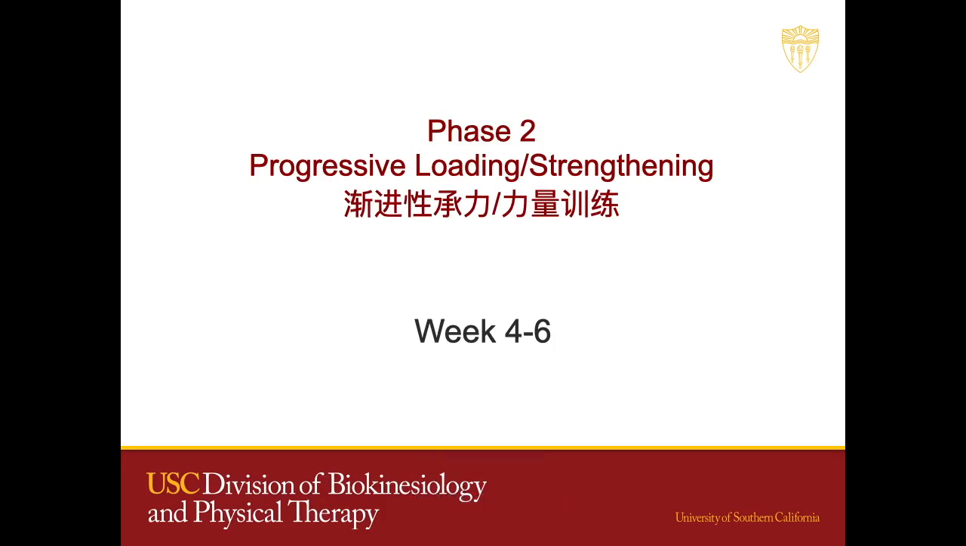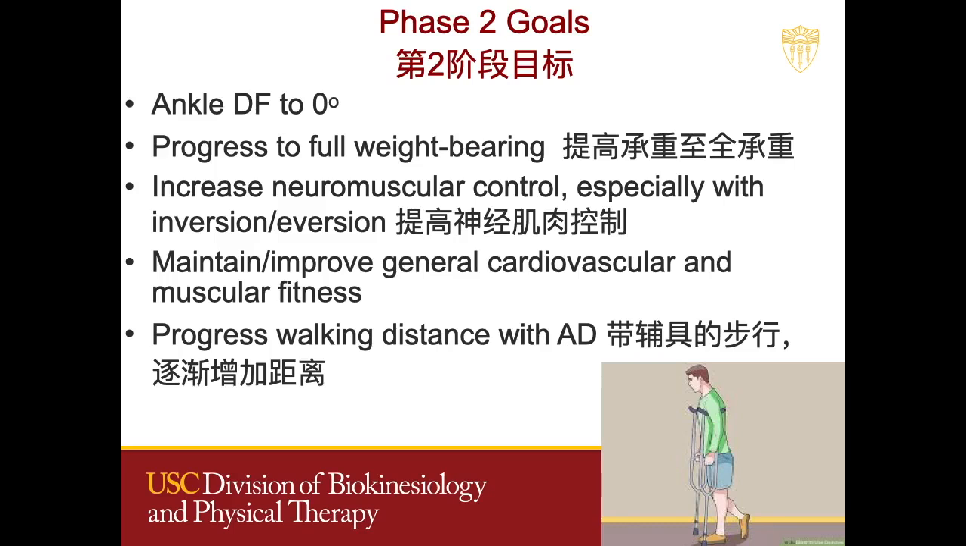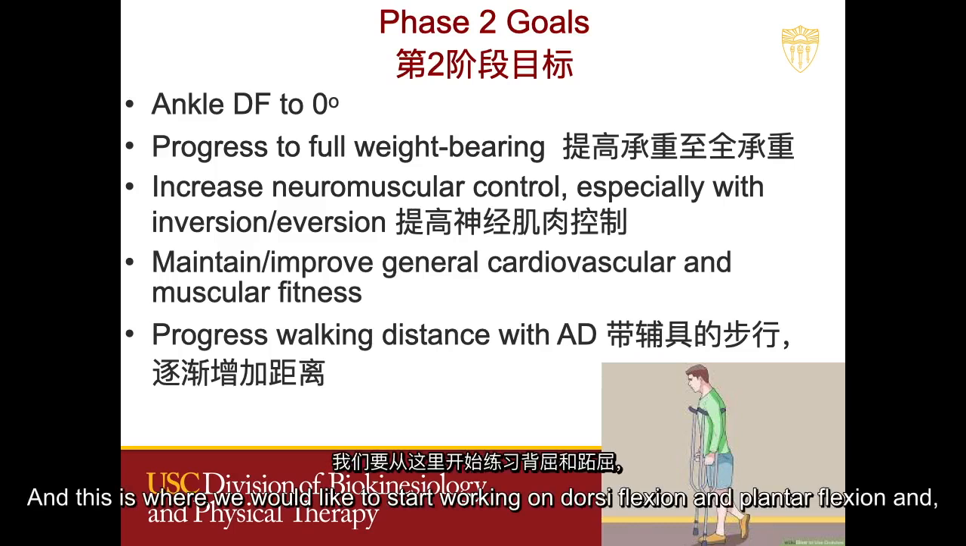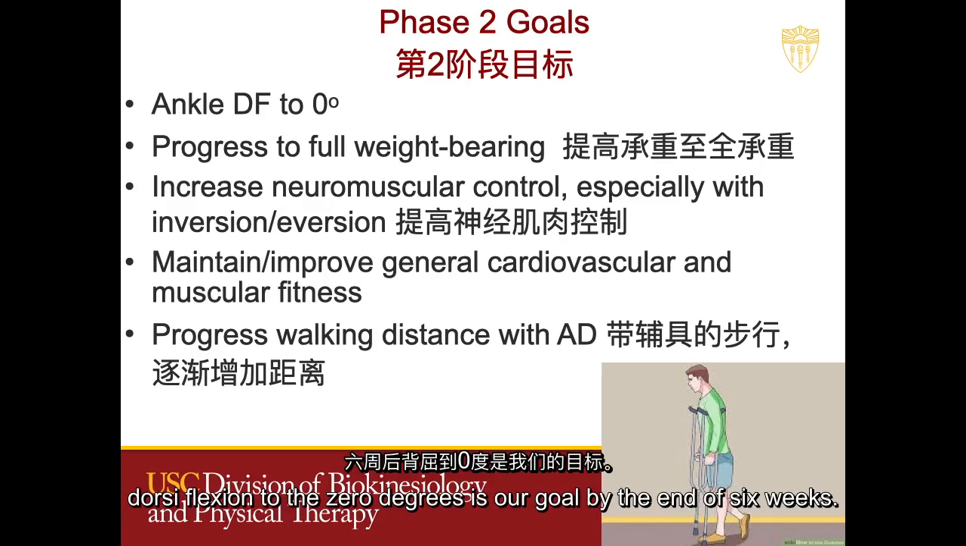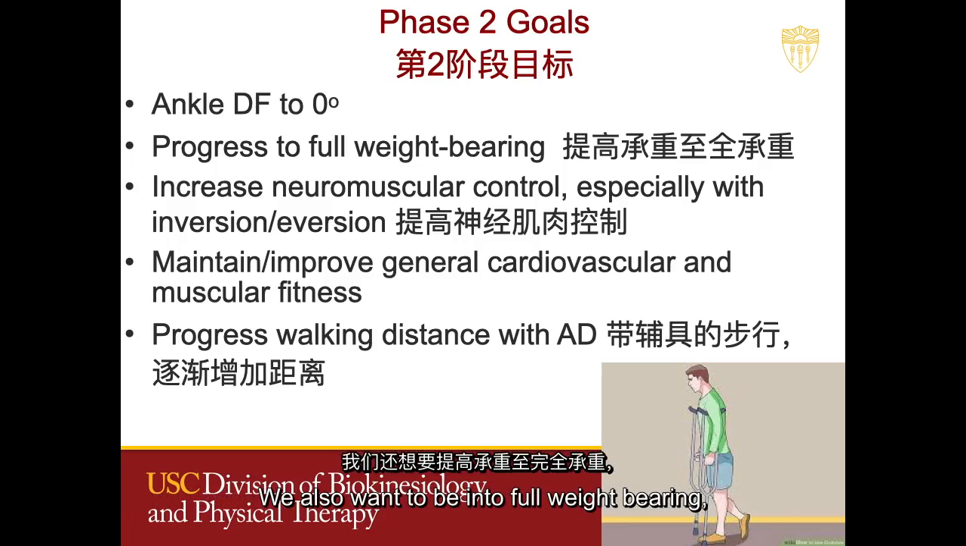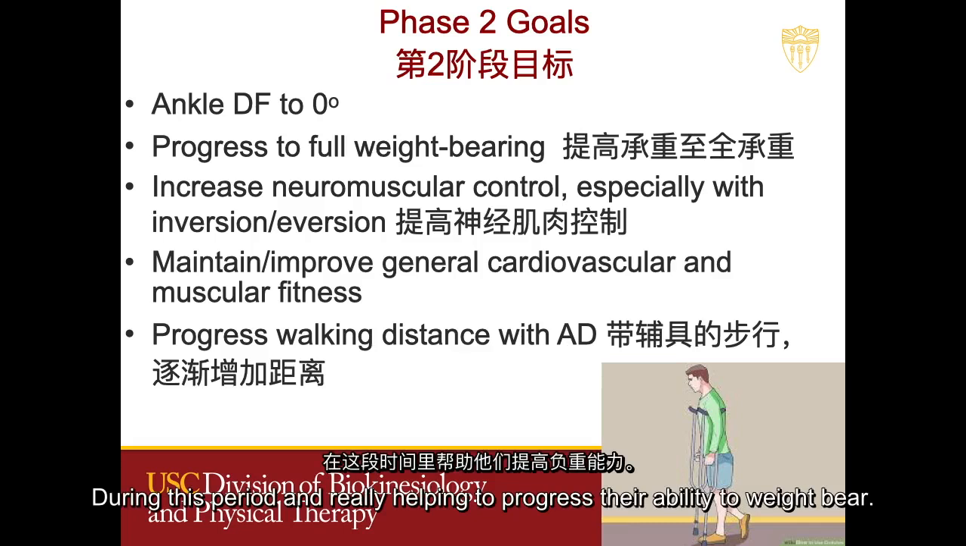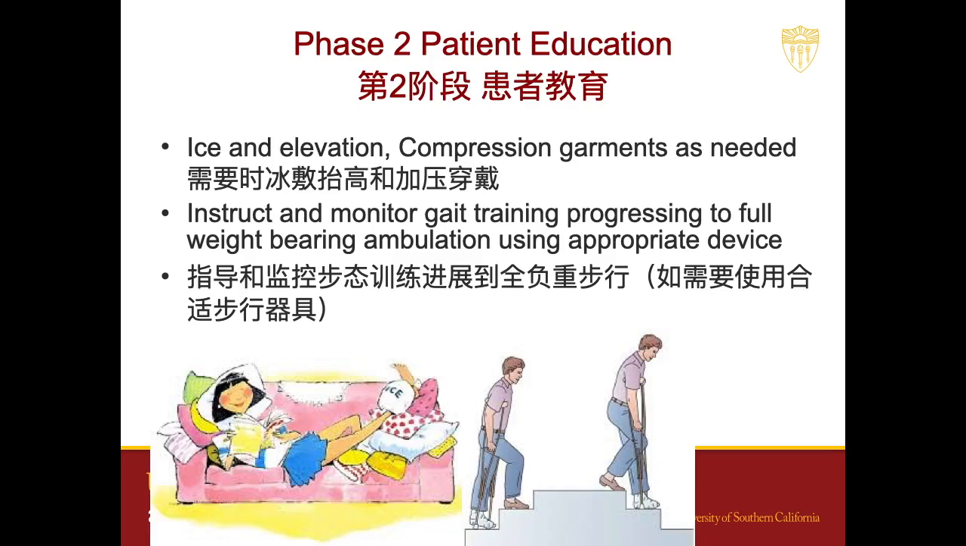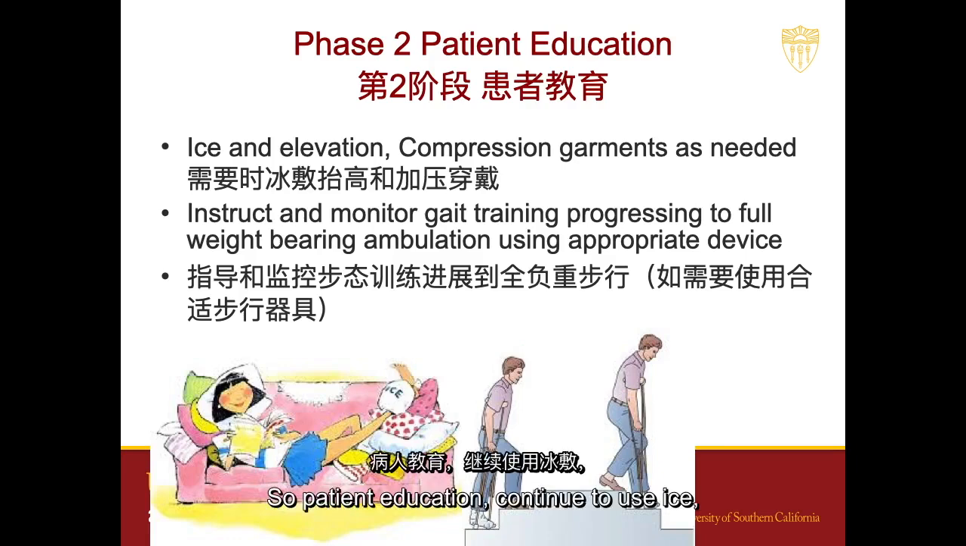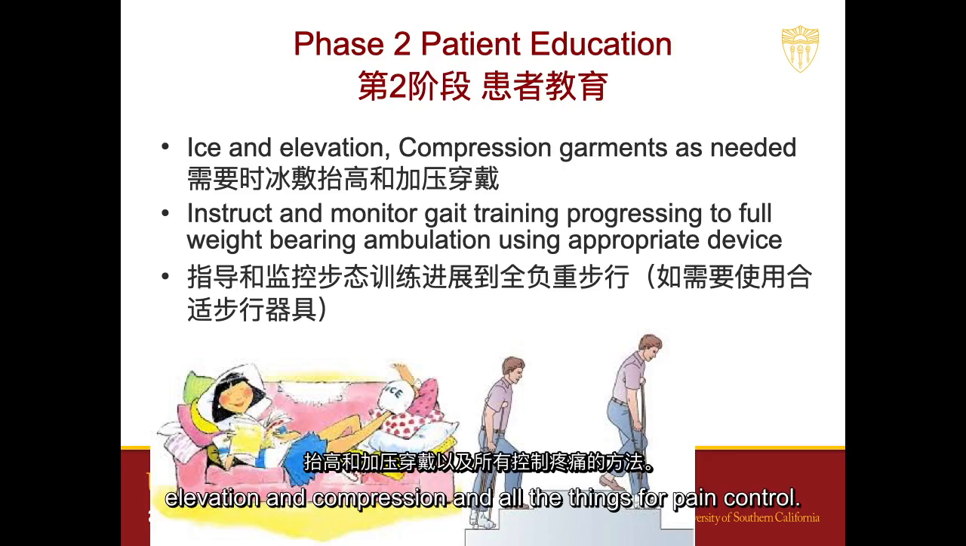So phase 2, week 4 to 6. And this is where we would like to start working on dorsiflexion and plantar flexion, and dorsiflexion to 0 degrees is our goal by the end of 6 weeks. We also want to be into full weight bearing, but likely with a boot of some kind. We want to start doing things like neuromuscular control during this period and really helping to progress their ability to weight bear. So patient education, continue to use ice, elevation, compression, all the things for pain control.